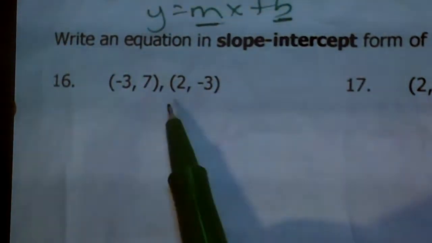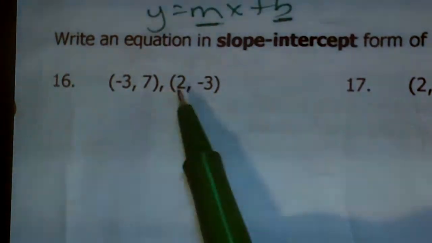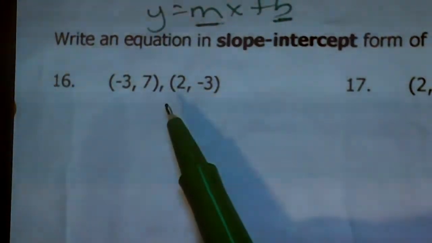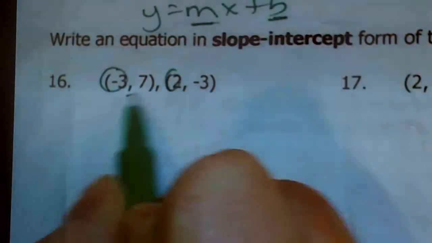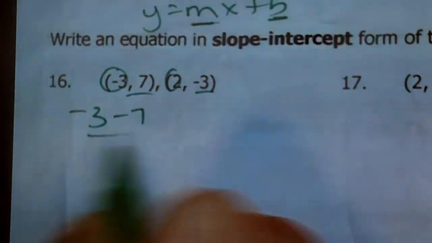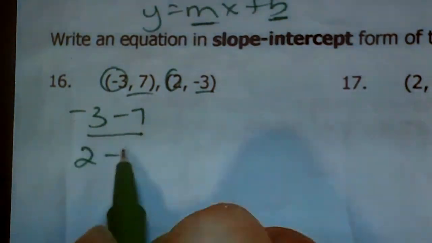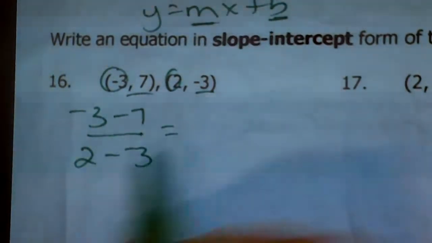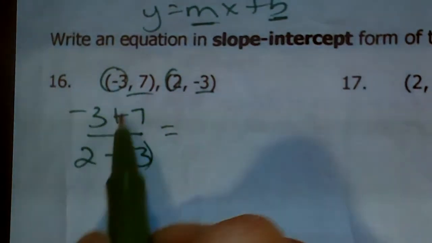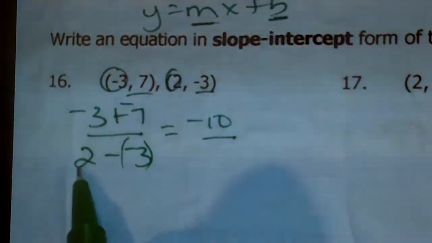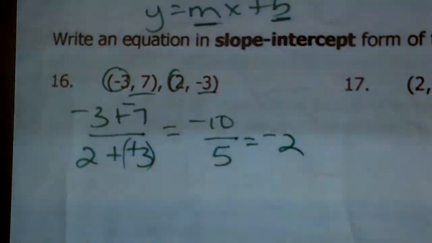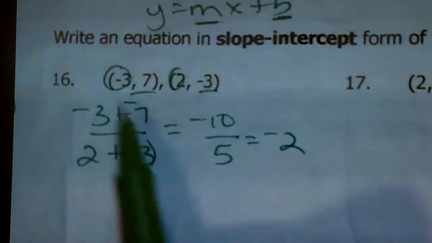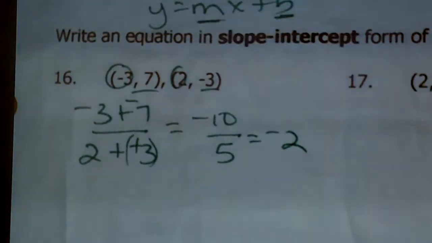You have 2 ordered pairs. I don't see my b from these 2 ordered pairs, but you can find your slope from 2 ordered pairs, right? So let's do that. We're going to take y2 minus y1 over x2 minus x1. So negative 3 plus negative 7 is negative 10. 2 plus positive 3 is 5, and my slope is negative 2. So right now you have a slope, and we also are given a couple of points. That means that we can plug into point-slope form.